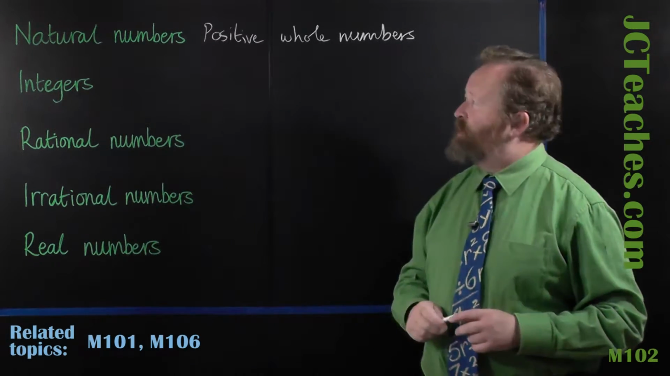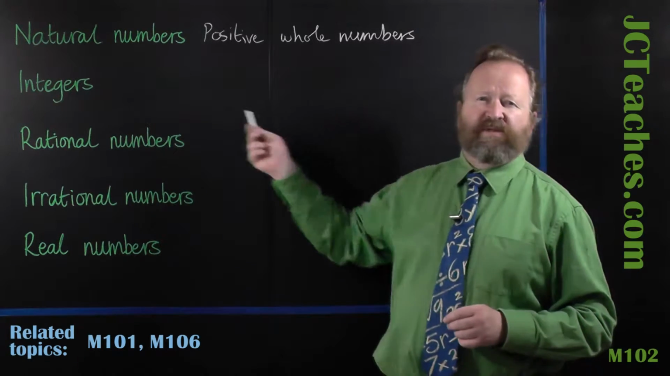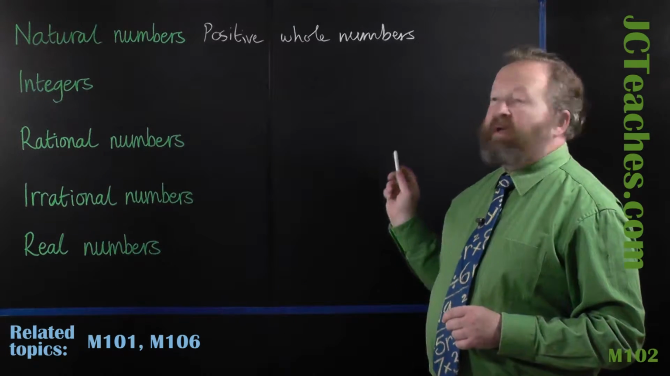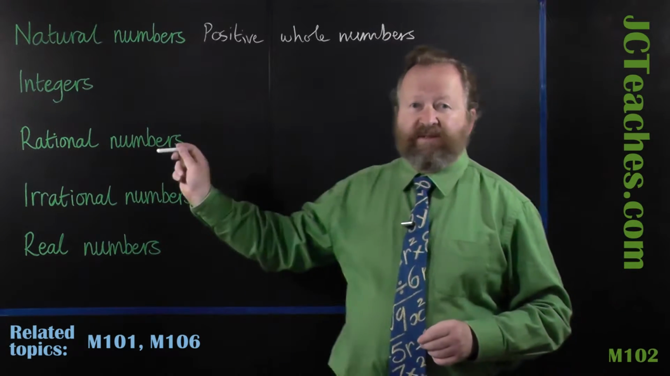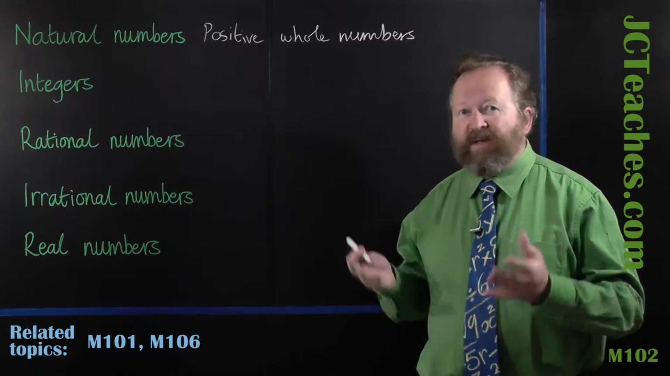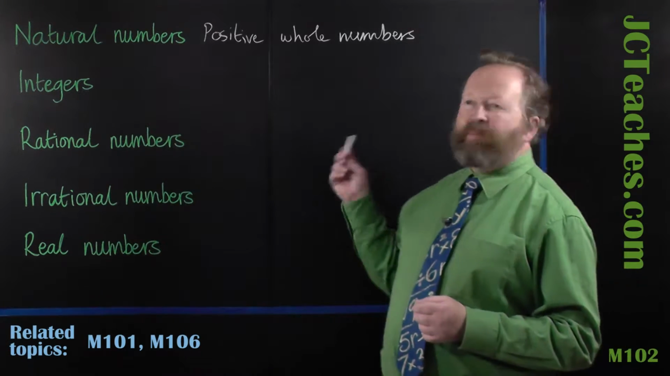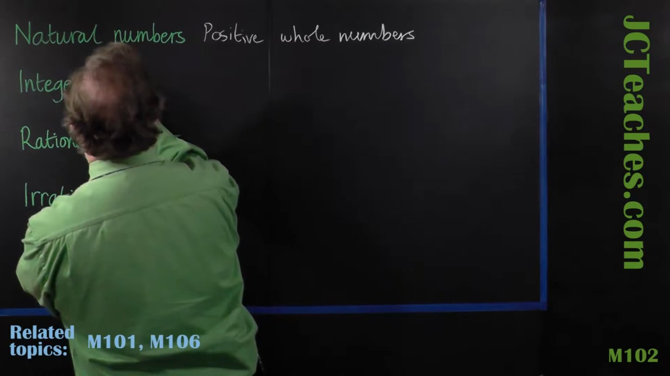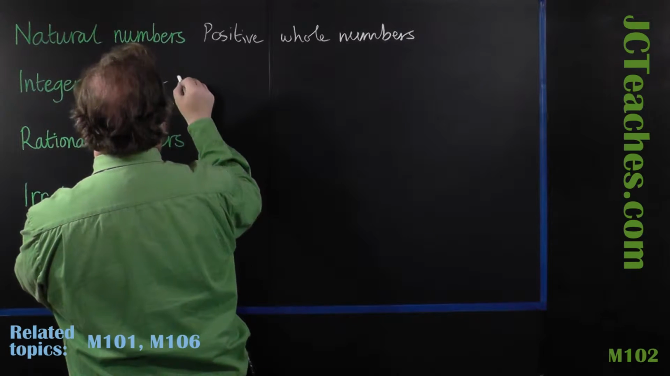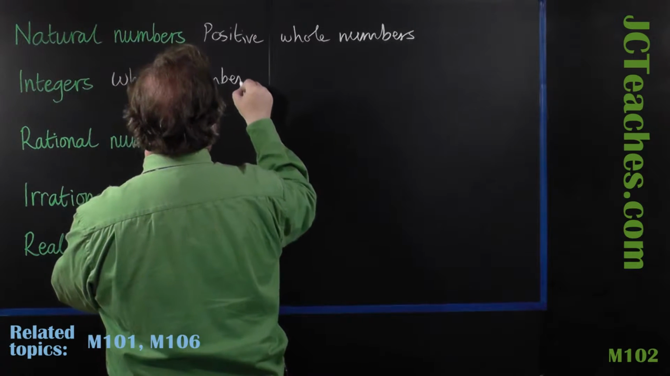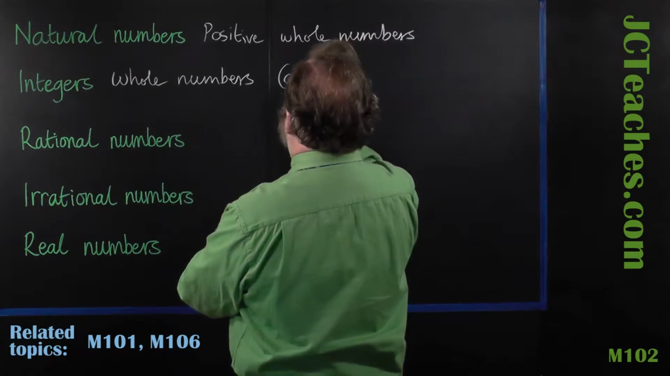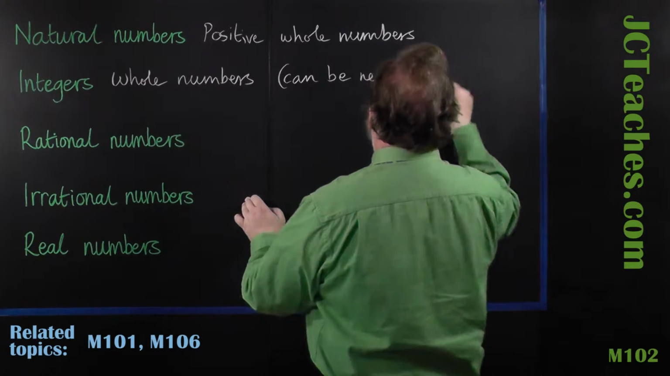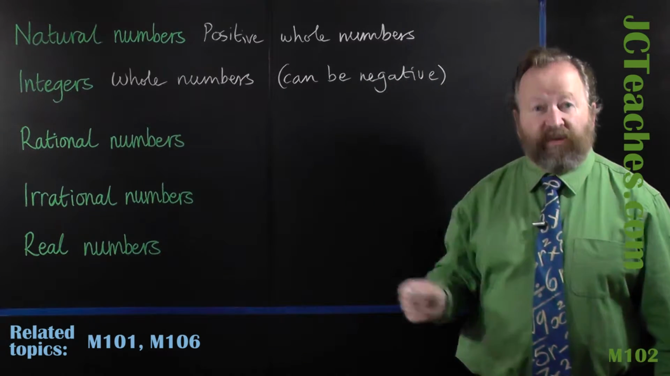Integers are very similar. All natural numbers are integers. Integers definitely include 0, but they go further than that. They also include negative whole numbers, but the number must be whole. It can't have a fractional part or a decimal part. So these are whole numbers. I'll just put brackets, can be negative. So again, whole numbers, but we can have negative ones.